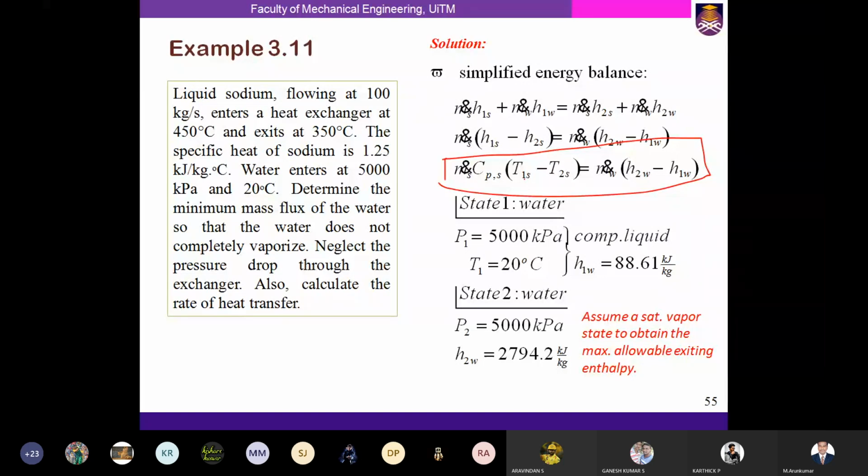Right, so just go through this problem. Then the known values can be used to find the unknown values. From P1 we can find h1. W is water. So we have two fluids, right? S is sodium, liquid sodium, and W is water. So from that we can have h1W, and we can have h2W.